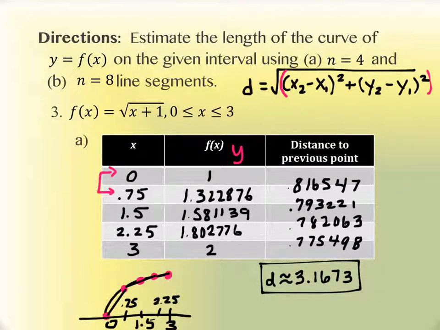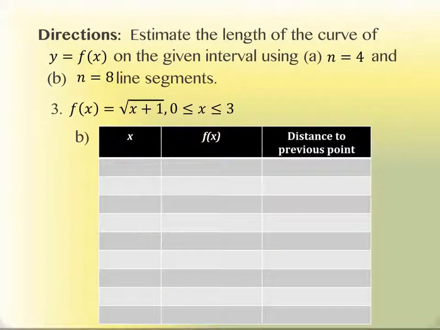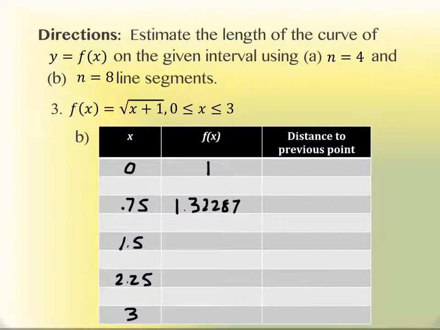All right, we're going to repeat this process. We're going to fly through it really fast for 8 line segments. Now, all of the darker gray boxes, we already know those x values. We already did them. And we know those y values because we already did them. We had a 0, we had a 0.75, we had a 1.5, 2.25, and 3. And we had the corresponding y values from before as well. So this was 1, 1.322876, and then 1.581139.